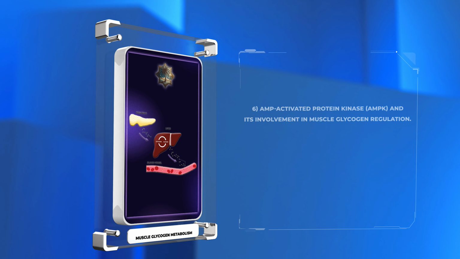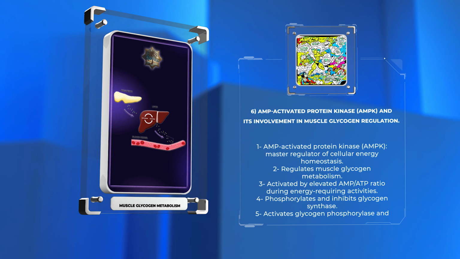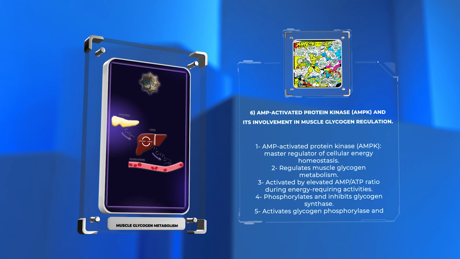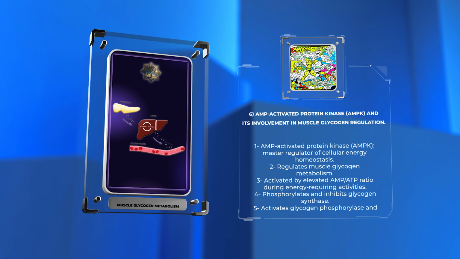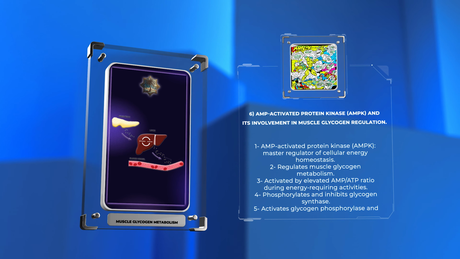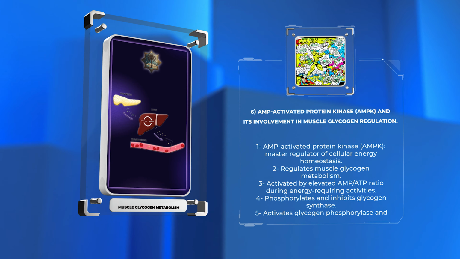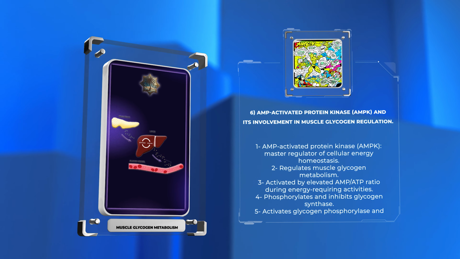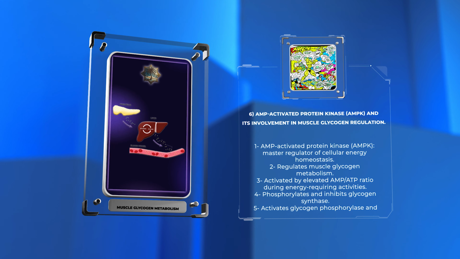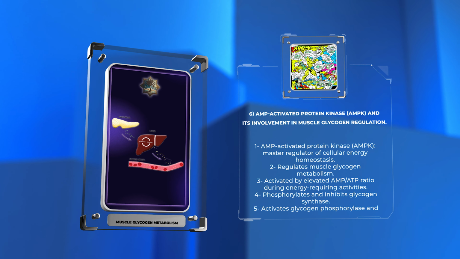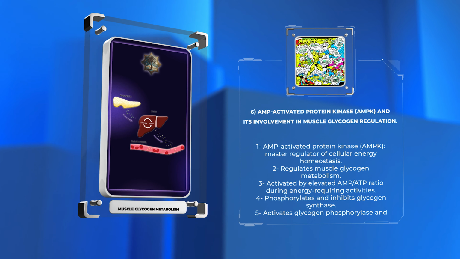AMP-activated protein kinase, AMPK, is a master regulator of cellular energy homeostasis, including muscle glycogen metabolism. It exerts its regulatory effects by sensing the AMP/ATP ratio, which rises during energy-requiring activities, such as exercise. Upon activation, AMPK phosphorylates and inhibits glycogen synthase, promoting glycogen breakdown and inhibiting glycogen synthesis. Concurrently, AMPK activates glycogen phosphorylase, leading to increased glycogenolysis and glucose release from glycogen stores.